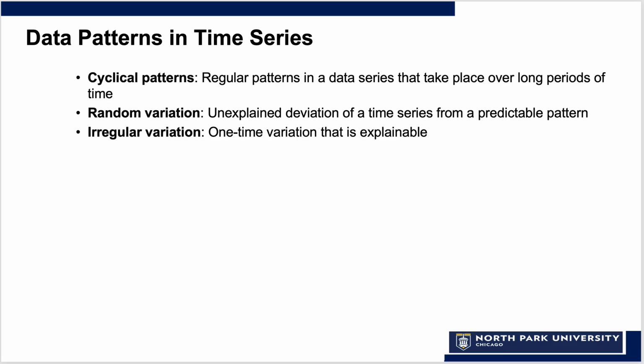There's random variation, which is unexplained deviation of a time series from a predictable pattern. And then there's irregular variation, one-time variation that's explainable. The stock split, the company was bought, the CEO was arrested for fraud, and the CFO for fraud, makes the stock tank. So random variation is that day-to-day variation when you look at a graph of stock day by day.